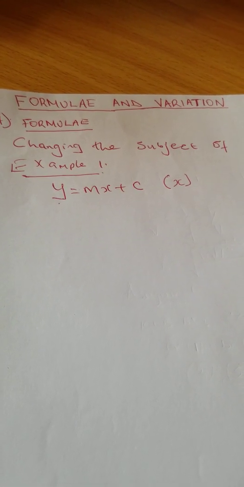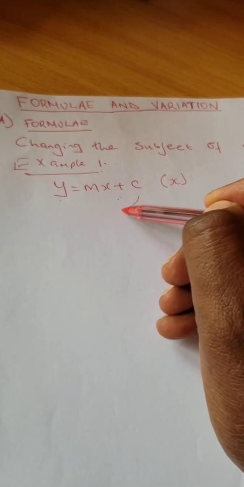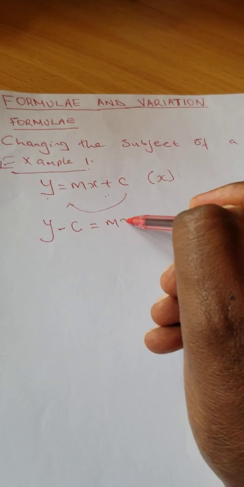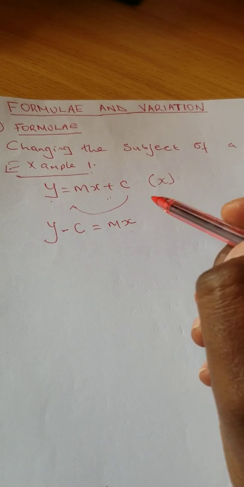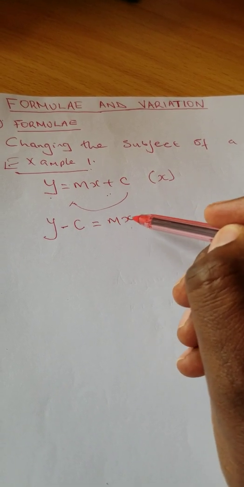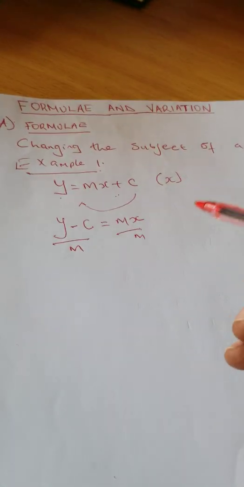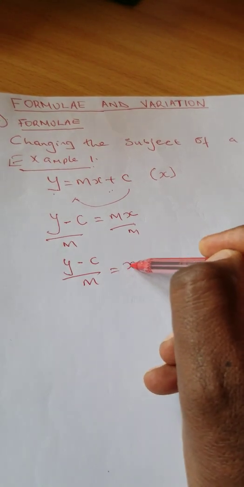So we look at the question the way it is and the way the formula is. If there's an addition sign, you take it to the other side, it becomes subtraction. So let's start by taking this c to the other side. So we will have y minus c is equal to mx. So we want to remain with x. So we divide, because this is m times x. We divide by m, and here you divide everything by m. So you'll have y minus c all over m is equal to x.